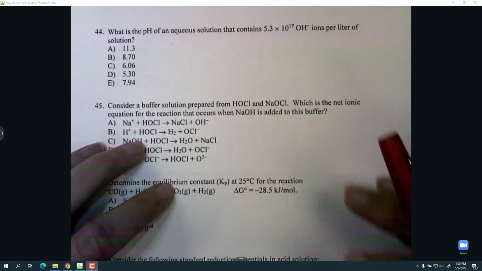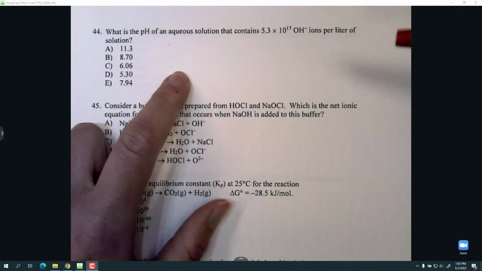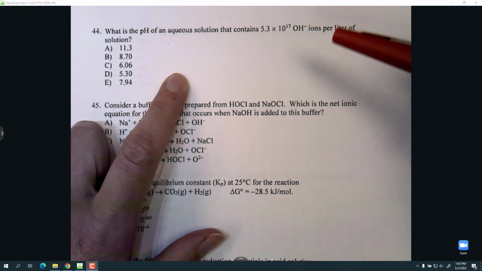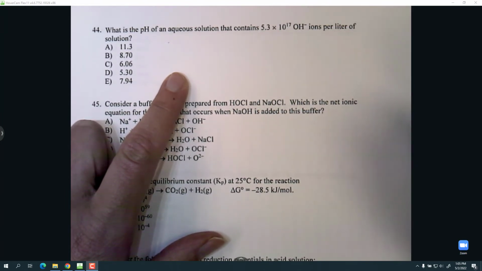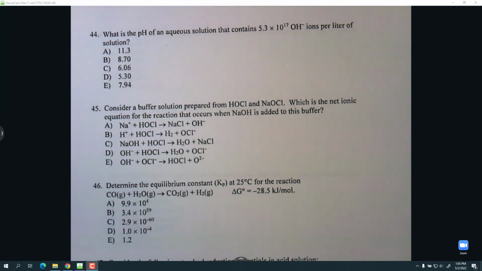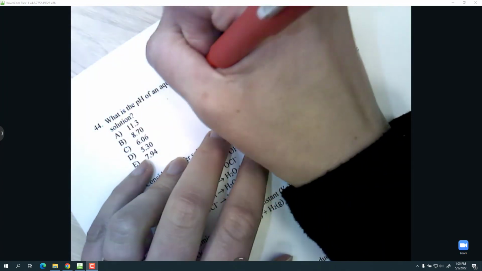All right. Almost there, 44. Thanks for hanging in with me, for as long as you have at least. All right, pH of a solution with this many OH minus ions. All right, I'm just going to figure out the pOH.